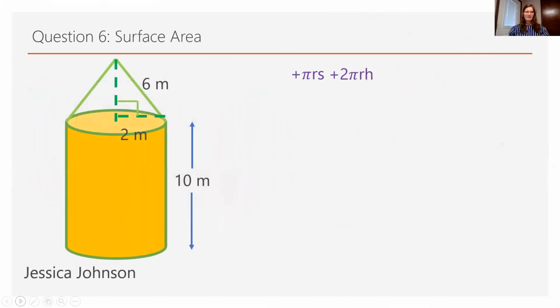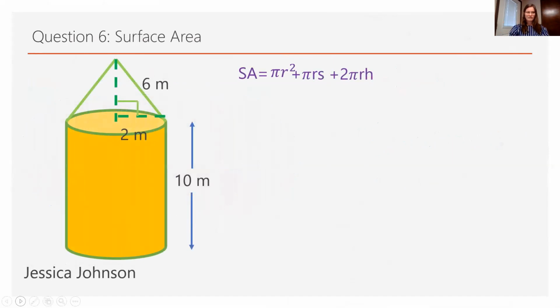Let's find the surface area of this lovely figure. To find the surface area, we need to use the formula SA equals pi R squared plus pi R S plus 2 pi R H. Let me explain why we use this formula. Because when we break this figure down, we get 3 different shapes: a circle, a cylinder, and a cone. We need to sum together parts of this figure to calculate the surface area of this figure.